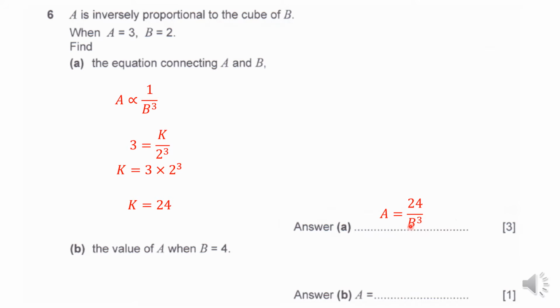They will sometimes give you the value of b, find a, or they give you the value of a, then you find b. In part b, they say find the value of a, so it's straightforward. For 1 mark, you just substitute b equals 4 into that equation. Once you do that, you get 24 over 64, or anything equivalent to that. You can also simplify it as 3 over 8. Anything equivalent to that is 100% correct.